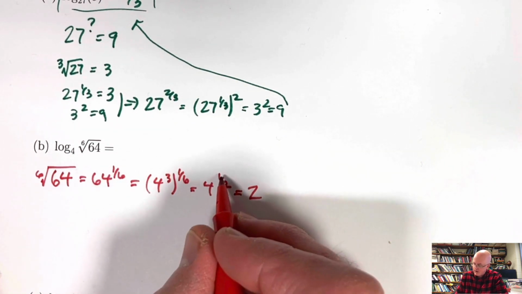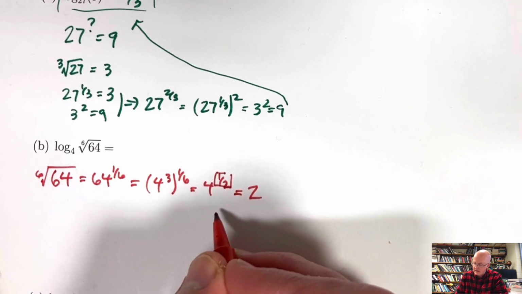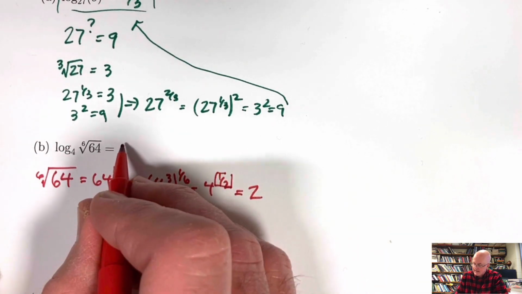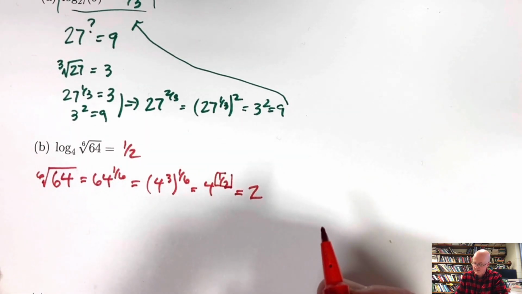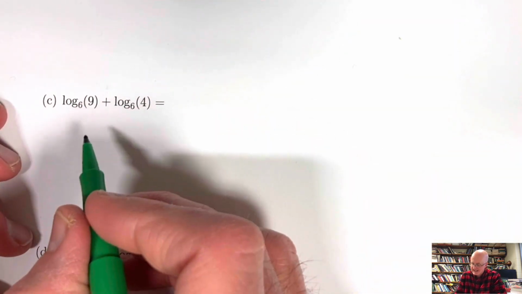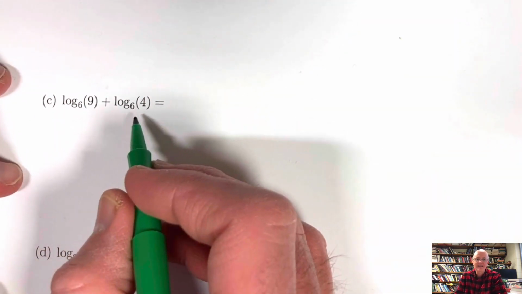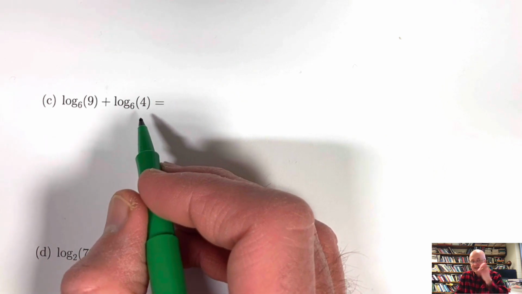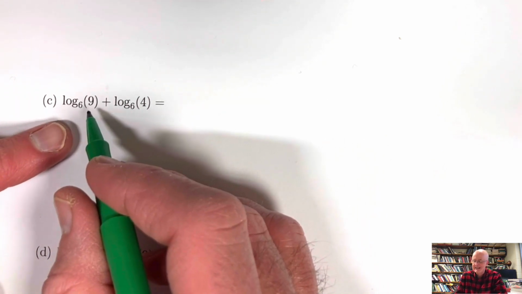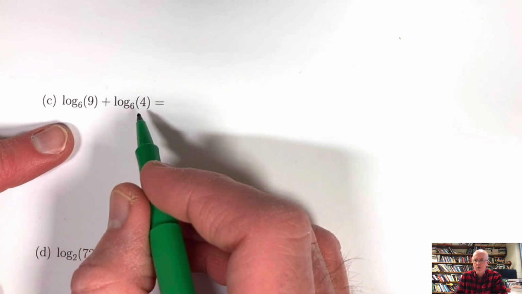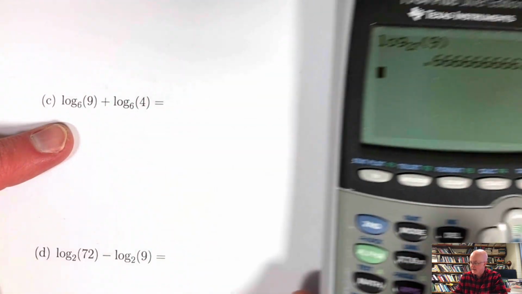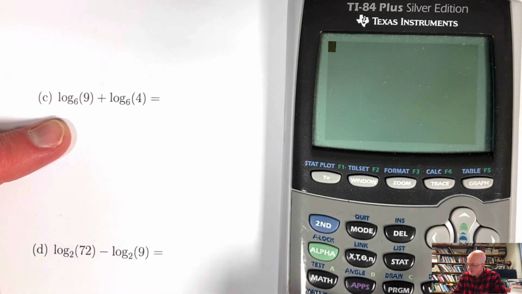Anyway, what we see here ultimately is the 1/2 power is what we need to raise 4 to get the 6th root of 64, which is 2. The answer here is 1/2. In the next part, we've got log base 6 of 9 plus log base 6 of 4. It's tempting to think, oh, I have to figure out what I should raise 6 to get 9 and what I should raise 6 to get 4. But those are not simple numbers. In fact, I'll go ahead and use the calculator and see that they're not simple.